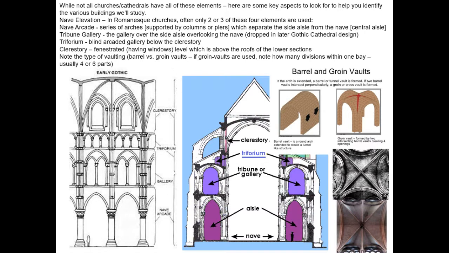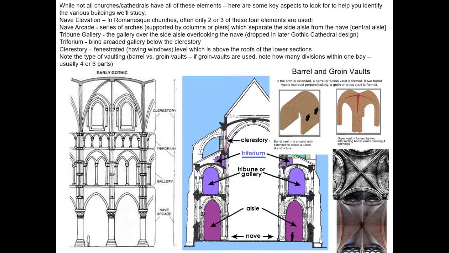The division between the nave and the side aisles, which is arches and columns, that's the nave arcade. Above that area, often we have the gallery. That will start to fall away in the Gothic style. The triforium may remain, but the clerestory, the window section, will become larger and larger and larger. So remember that the gallery may be the part that is disappearing.